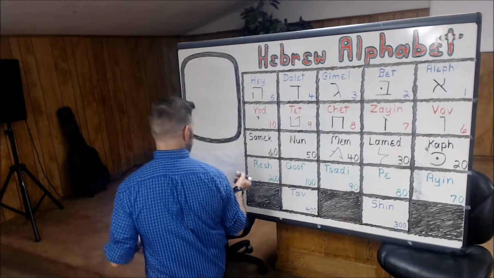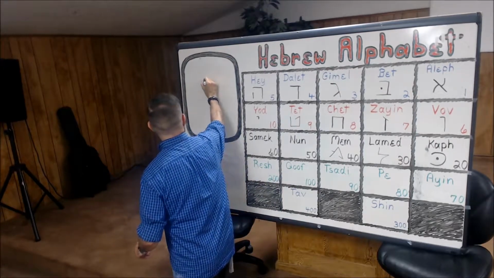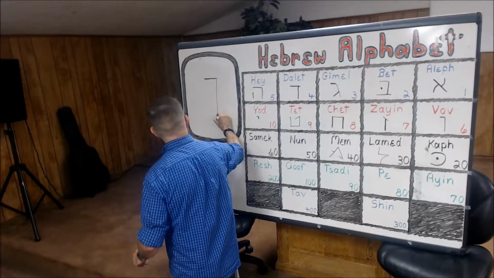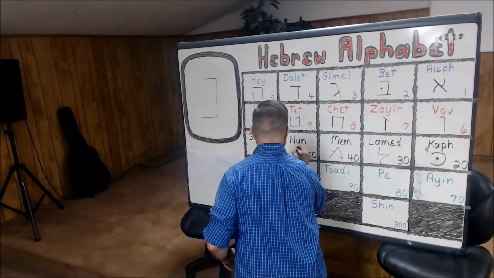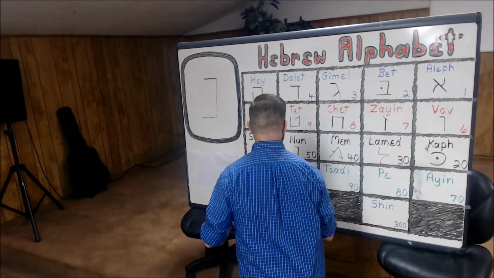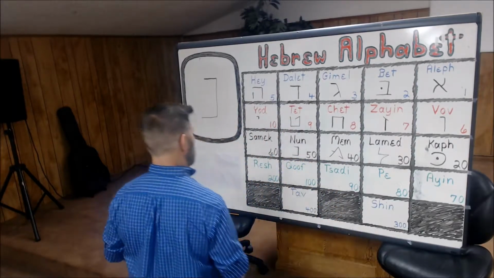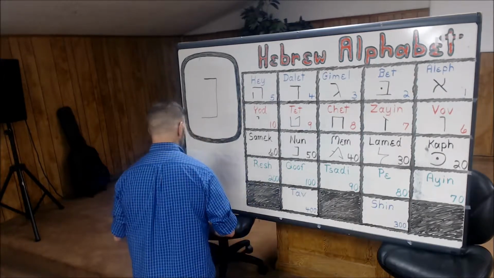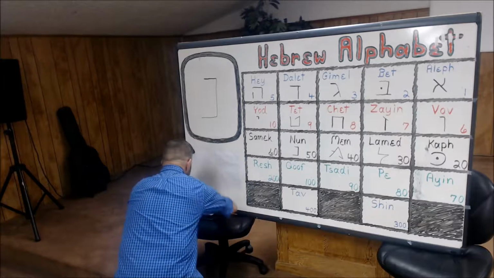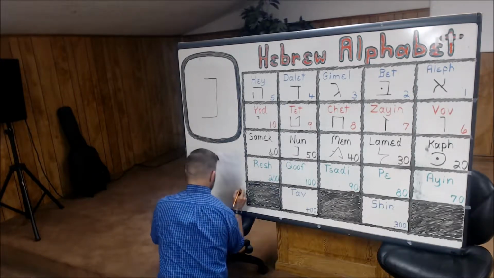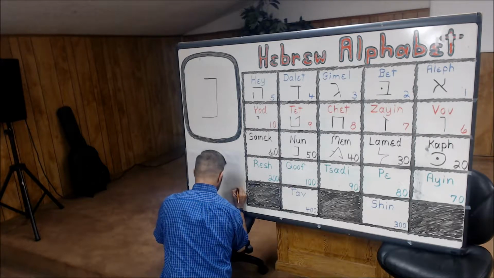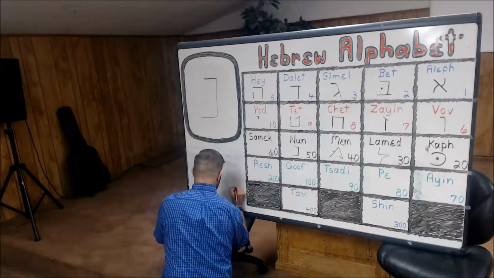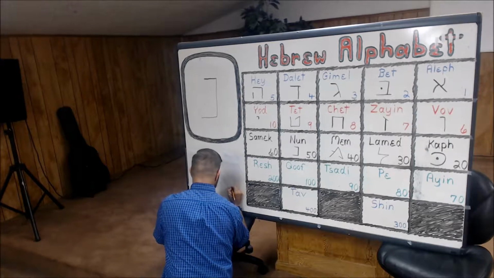Next letter is Nun. The way you write this is you make a small line across like this, come down real long, and make a little bit longer line at the bottom, like that. And that's Nun. Numerical value, 50. Numerical value of the mem, 40. Numerical value of the Dalet? 4. Okay, let's write it down. Make sure you make the bottom part of the nun just a little bit longer than the top part.